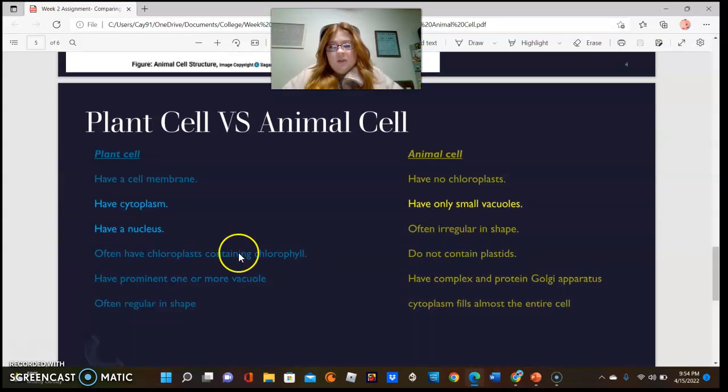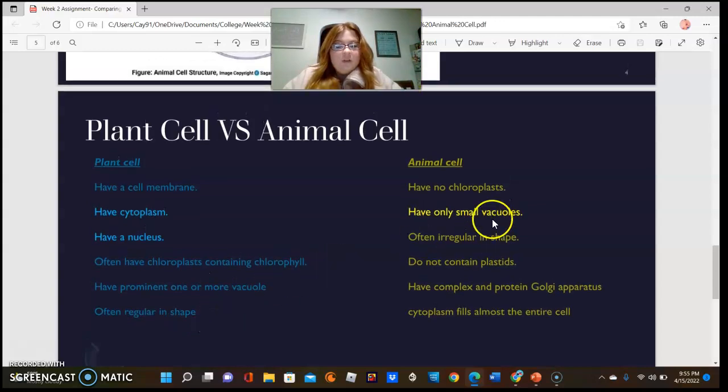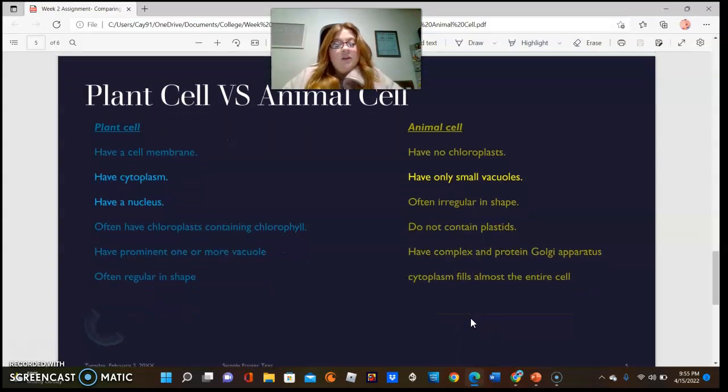Plant cell versus animal cell. Plant cells have a cell membrane, cytoplasm, nucleus, and often have chloroplast containing chlorophyll. They also have one or more prominent vacuoles, and often a regular shape. Animal cells have no chloroplasts, have only small vacuoles, are often irregular in shape, and do not contain plastids. They have a complex Golgi apparatus, and cytoplasm that fills almost the entire cell.